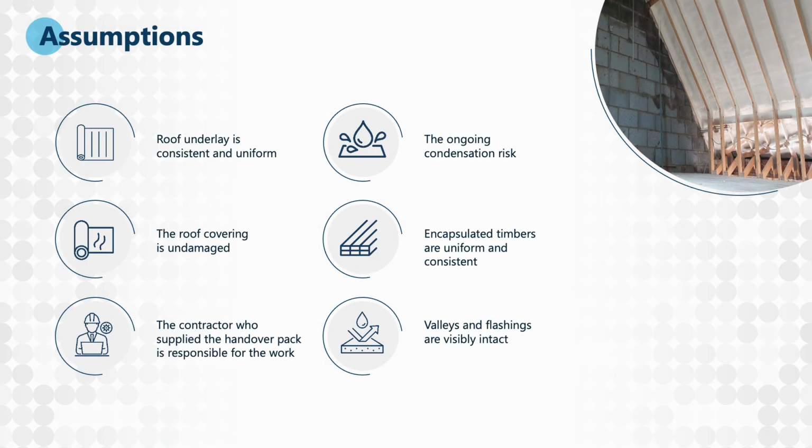Such assumptions are: whether the roof underlay is consistent and uniform in type, that the roof covering is undamaged and no leaks are present, where documentation exists, the contractor who supplied the handover pack is responsible for the work that has been undertaken. When hygrothermal evaluations or condensation risk assessments have been supplied by suitably trained and qualified practitioners, these accurately reflect the ongoing condensation risk. Whether encapsulated timbers are of a uniform and consistent material, quality and condition throughout. Valleys and flashings are visibly intact when inspected in normal conditions and no leaks are present. Assumptions should only be made when there is no written or observed information to call them into doubt.